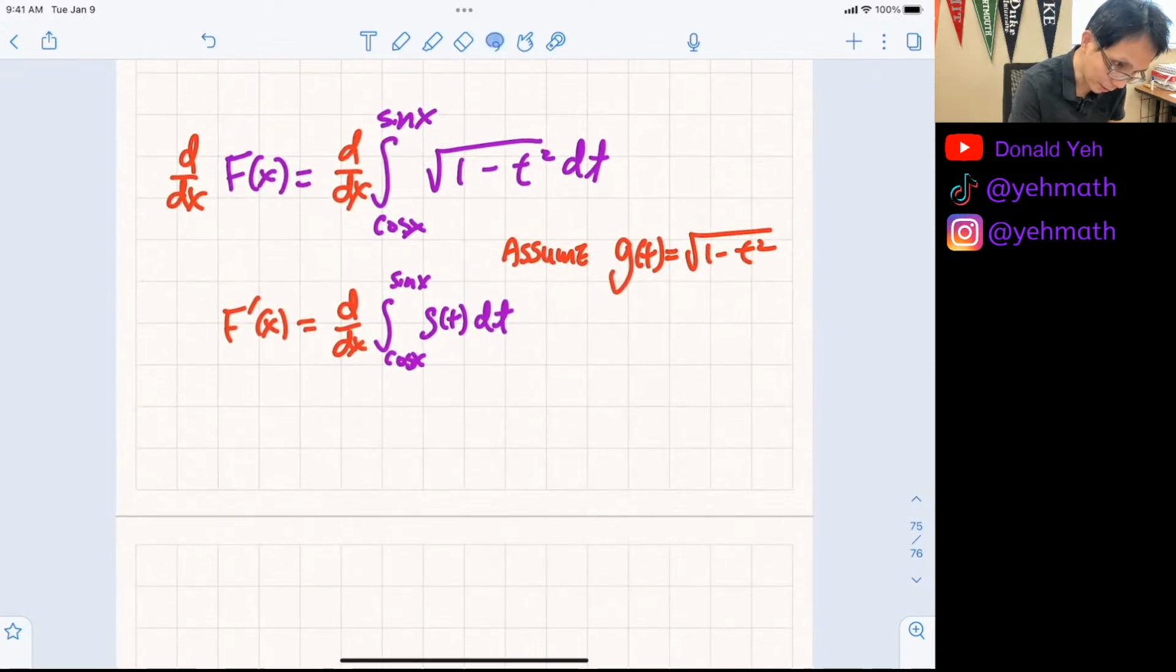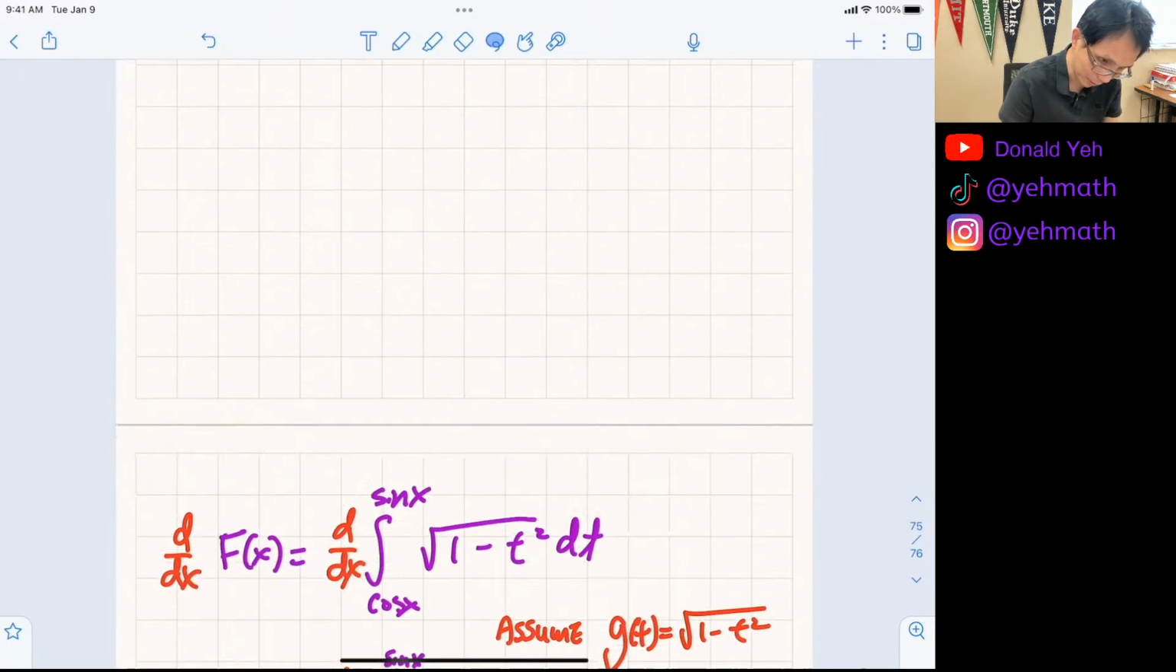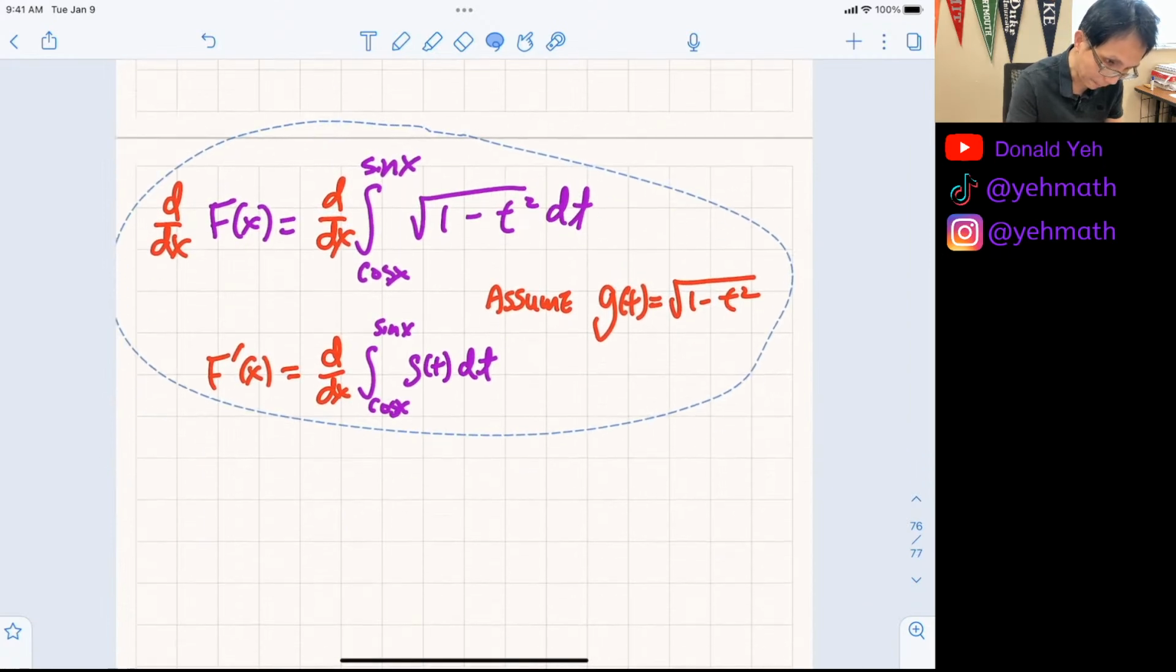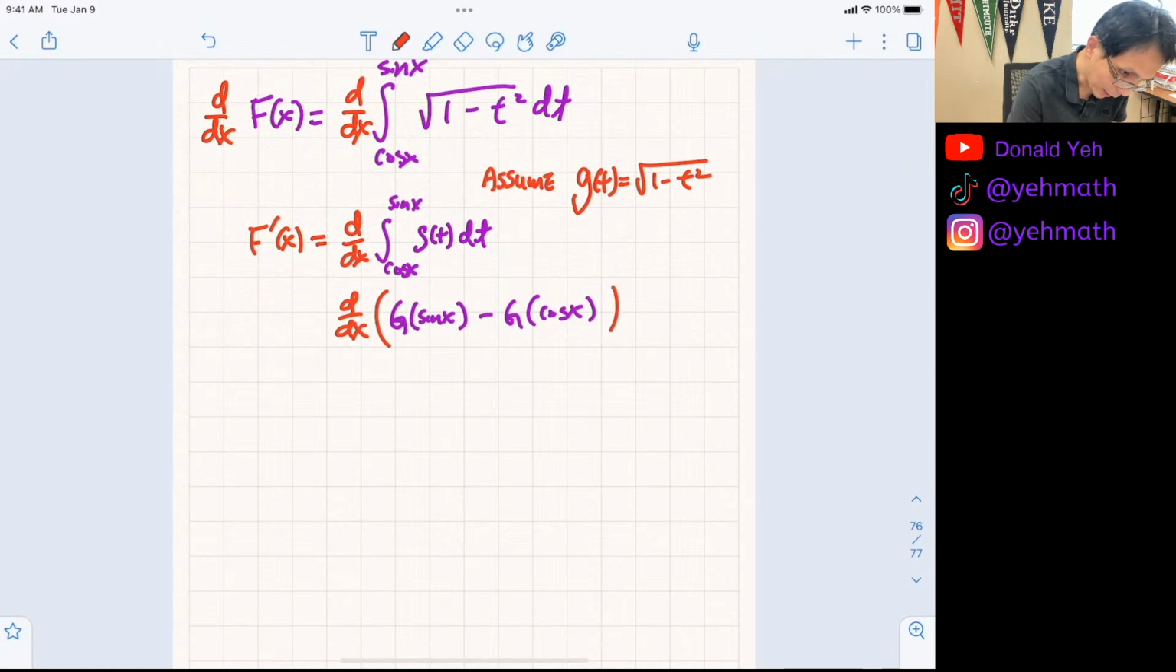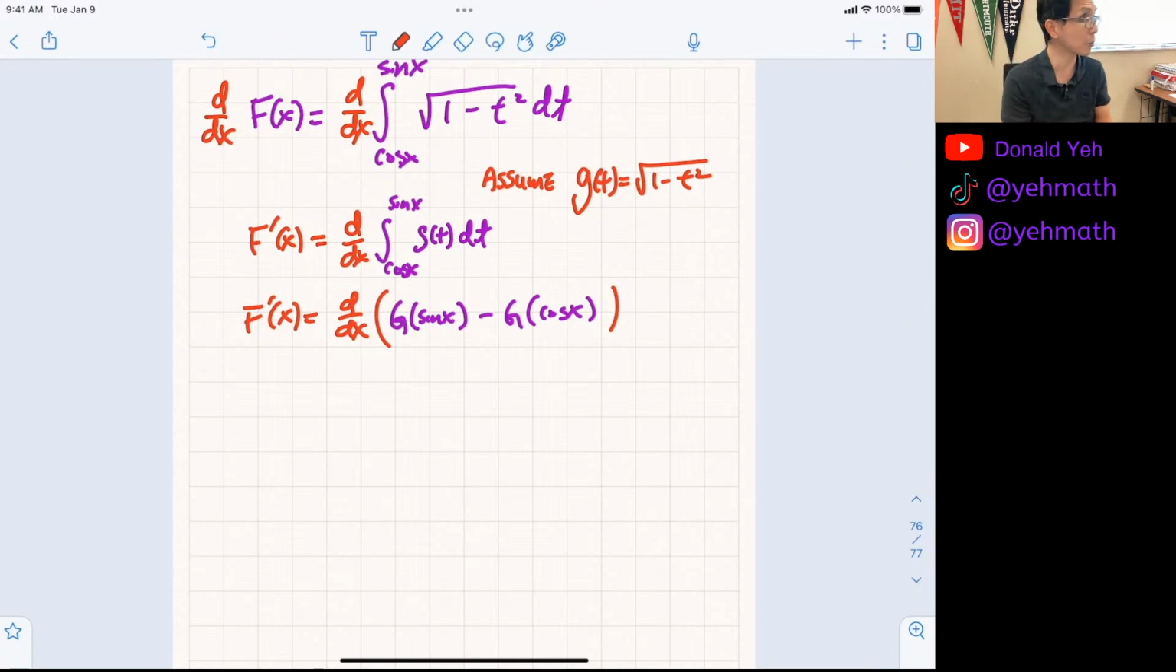So I'm just going to move this down a little bit to the next page. If I integrate this, guess what? I'm going to get big G of sine of x minus big G of cosine of x. Does that make sense? And I'm going to take a derivative after that, and it's equal to f prime of x. So what I did is the fundamental theorem of calculus 1. I didn't do anything fancy. I just integrated them. I integrated the orange juice, it became orange.